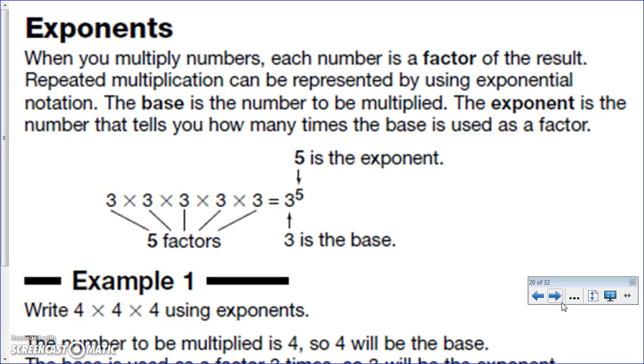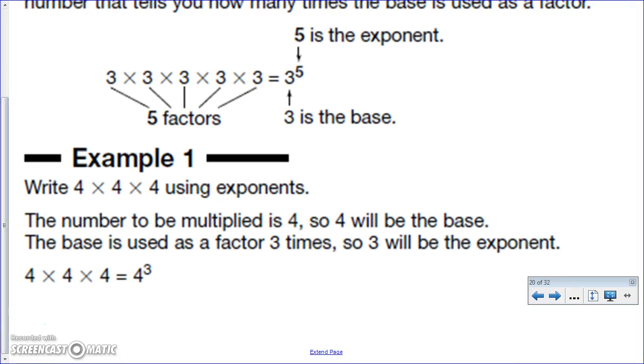On the second page on exponents, we're going to be looking at exponents with a base other than 10. So when you multiply numbers, each number is a factor of the result. Repeated multiplication can be represented by using exponential notation. The base is the number to be multiplied. The exponent is the number that tells you how many times the base is used as a factor. Just like we just did with the tens, now we're just using different numbers. So here we have 3 is the base and 5 is the exponent. So it becomes 3 times 3 times 3 times 3 times 3.